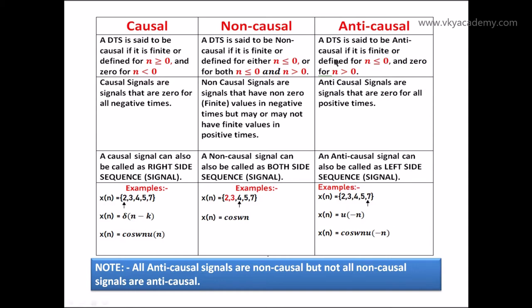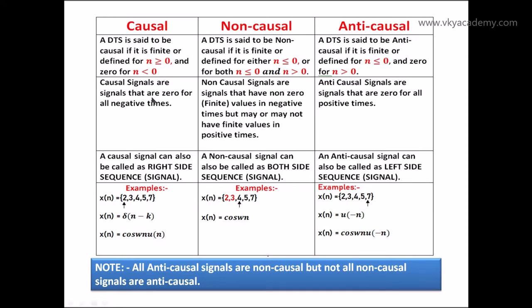Now let's see what exactly an anti-causal signal is. So basically, a discrete time signal is said to be anti-causal if it is finite or defined for n less than or equal to 0 and 0 for n greater than 0. So one can easily visualize the difference between non-causal and anti-causal signal. Look here, we don't have any sample for n greater than 0 in anti-causal, but we can have some samples for n greater than 0 in case of non-causal. So I can say that all anti-causal signals are non-causal, but not all non-causal signals are anti-causal. This is the only difference between non-causal and anti-causal.